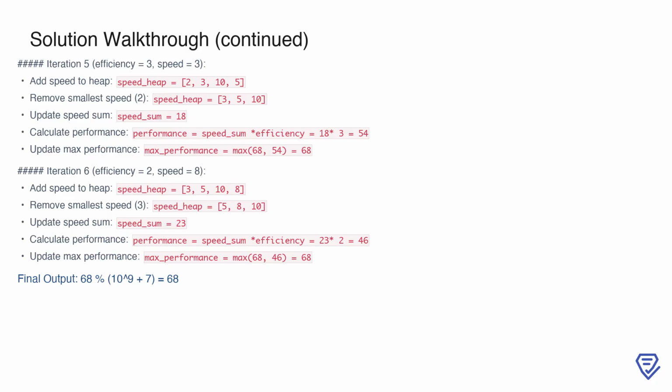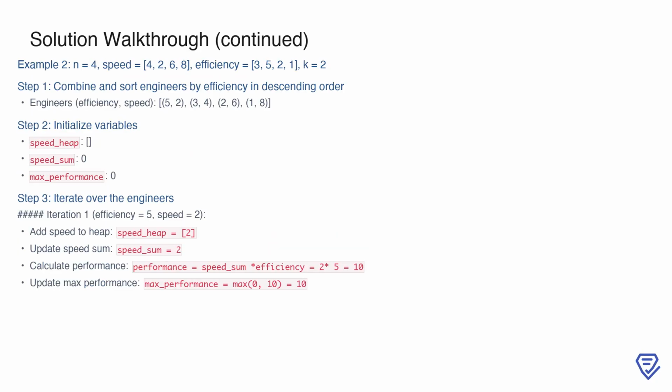Finally, we look at the last engineer, who has efficiency 2 and speed 8. Adding this speed to the heap requires us to remove the smallest speed, which is 3. This adjustment brings the speed sum to 23, and the performance is computed as 23 multiplied by 2, giving us 46. Since 68 is still greater, it remains the maximum performance. At the end of the iterations, the final output for this example is 68, modulo 10 to the power of 9 plus 7, which is simply 68.